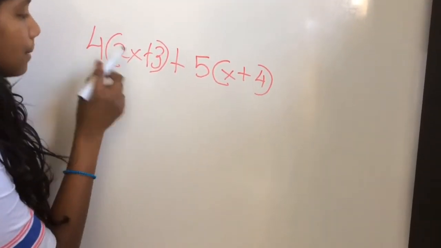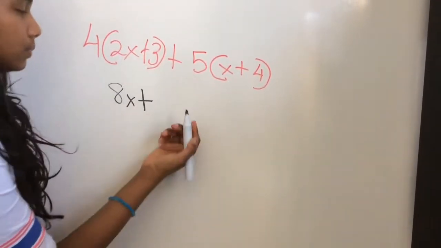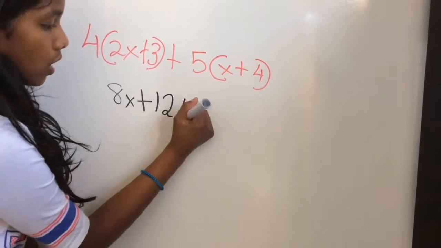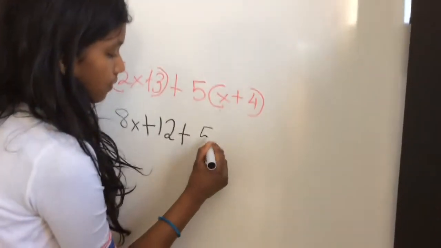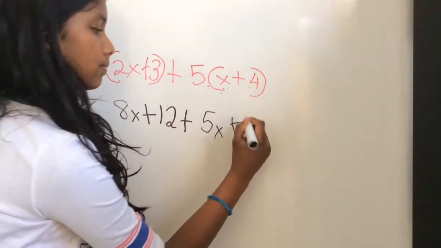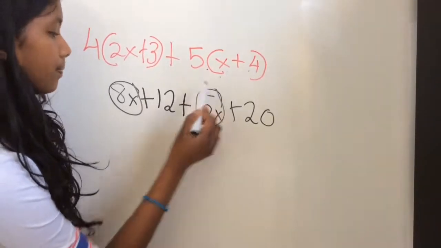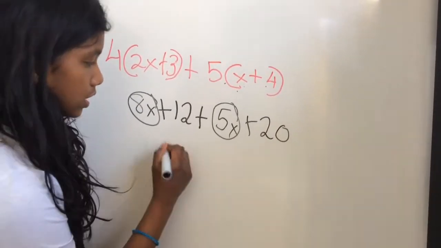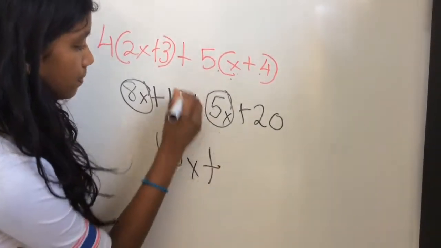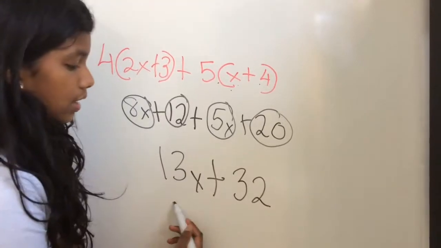2x times 4 again. So 8x plus 3 times 4, 12, of course. Then we have to do this one. So x times 5, 5x plus 4 times 5, 20. Now we have to add up the x's together. So 8 plus 5 is 13x, plus that plus that is 32. And again, that's the answer.